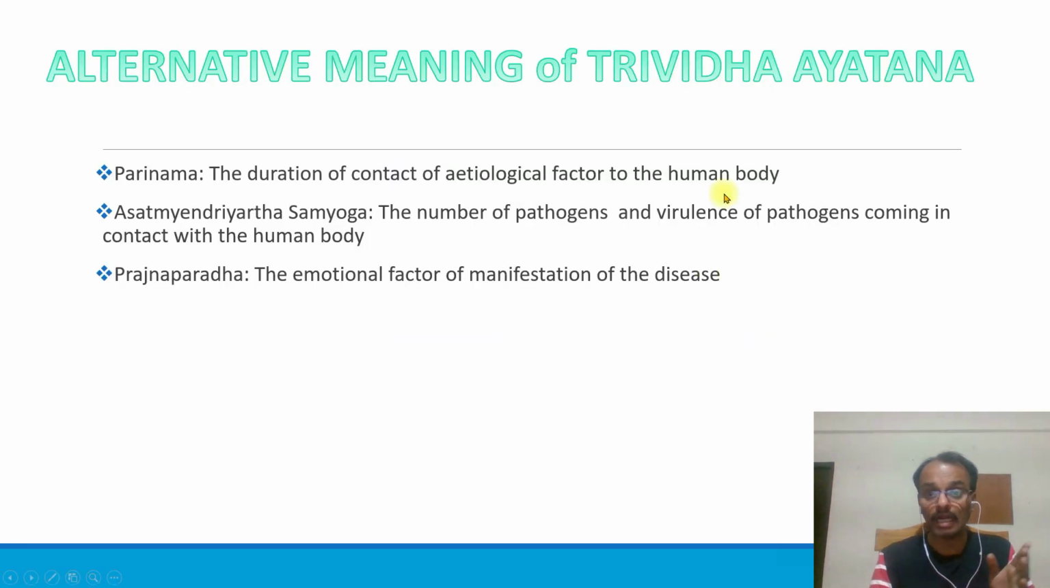When you look into the alternative meaning of Trividha Ayatana, that is Parinama, what we can say is that it is the duration of contact of the etiological factor to the human body. Suppose a person has exposure of Shita quality to the respiratory passage for a period of 5 seconds, the impact of this Shita quality may be related only to the nose itself.